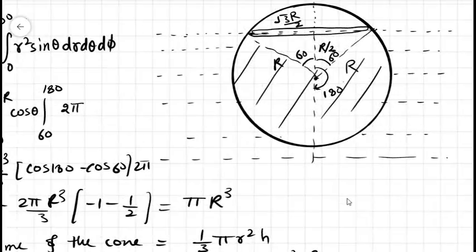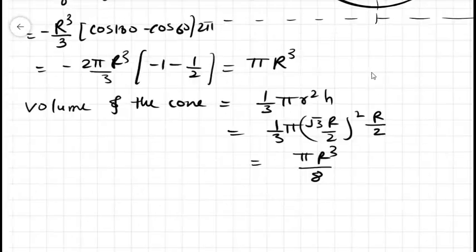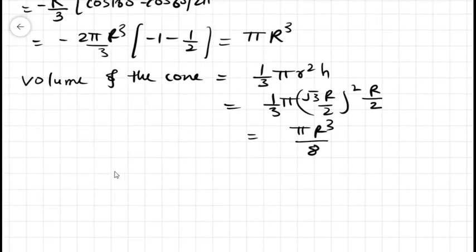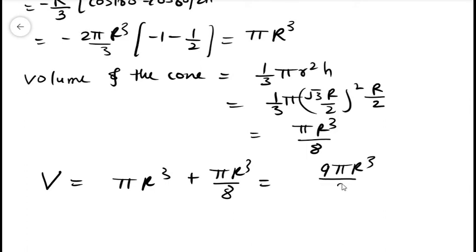So the total volume of this portion underneath the water will be equal to the addition of the two. So the volume will be equal to pi R cube plus pi R cube divided by 8, and that will be equal to 9 pi R cube divided by 8.